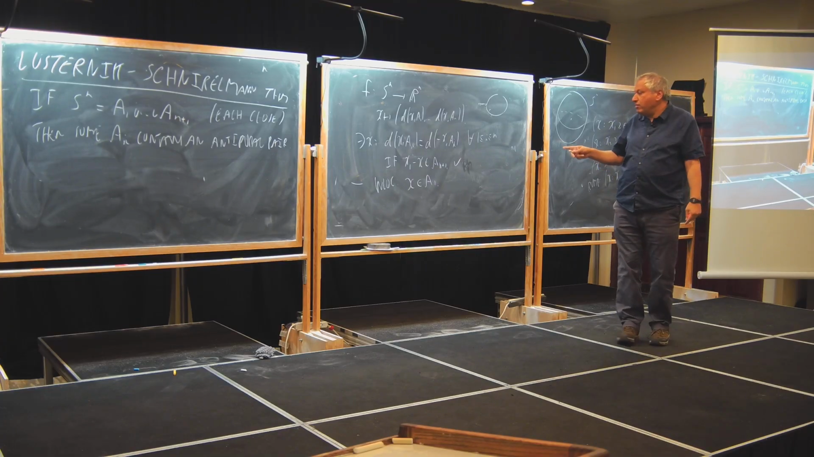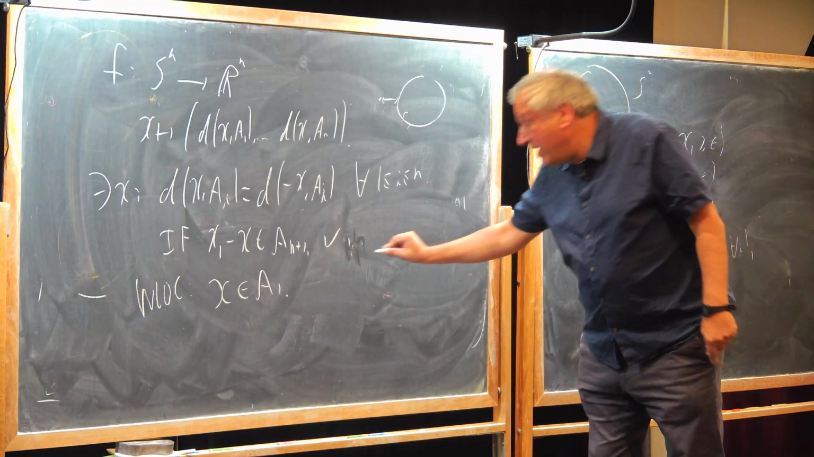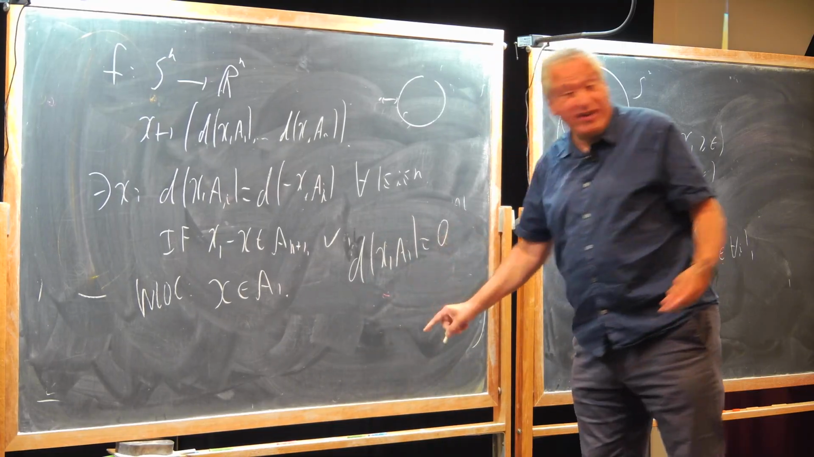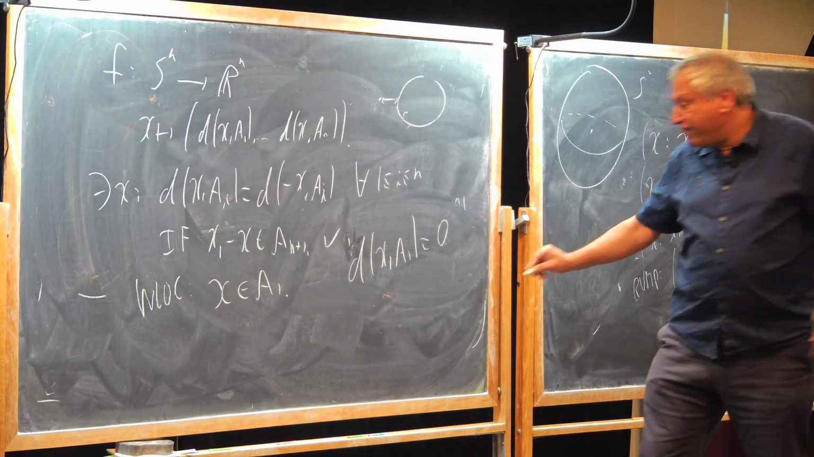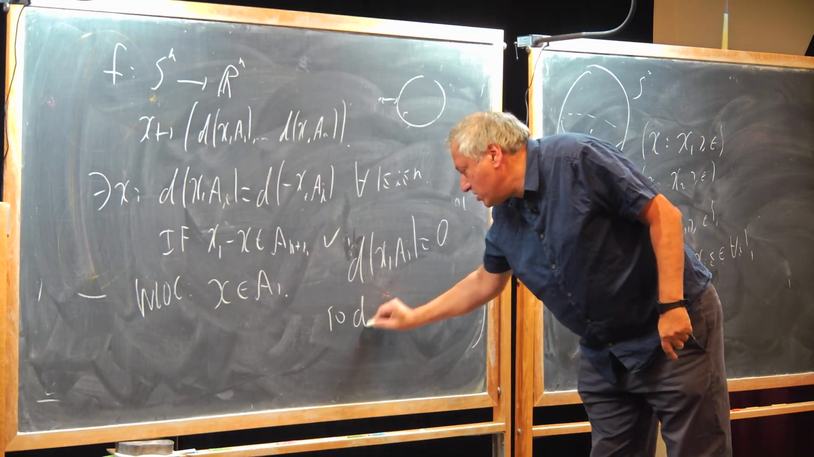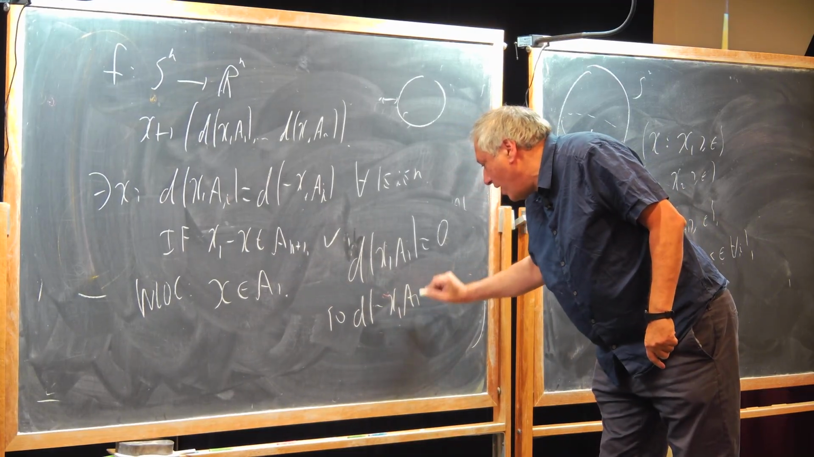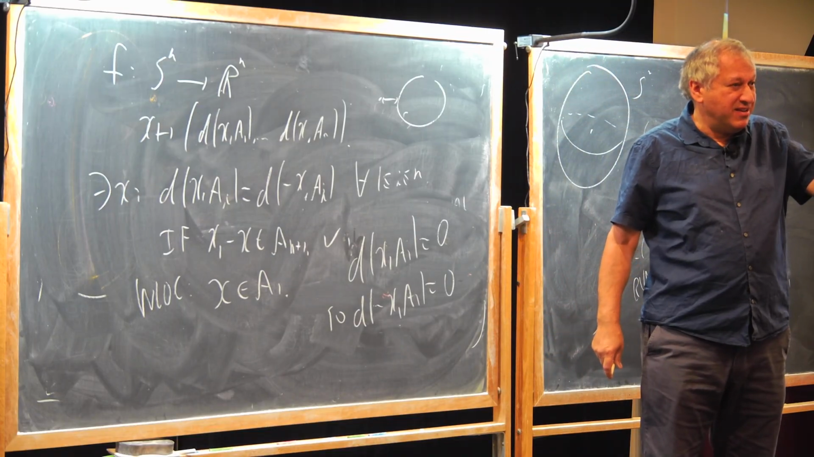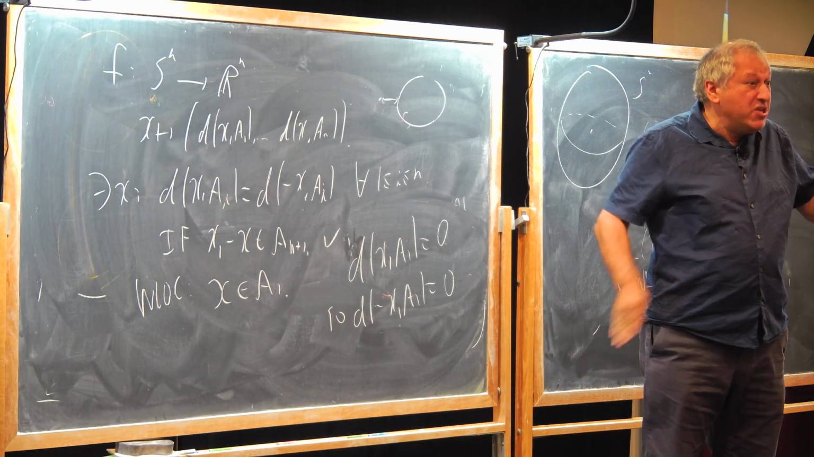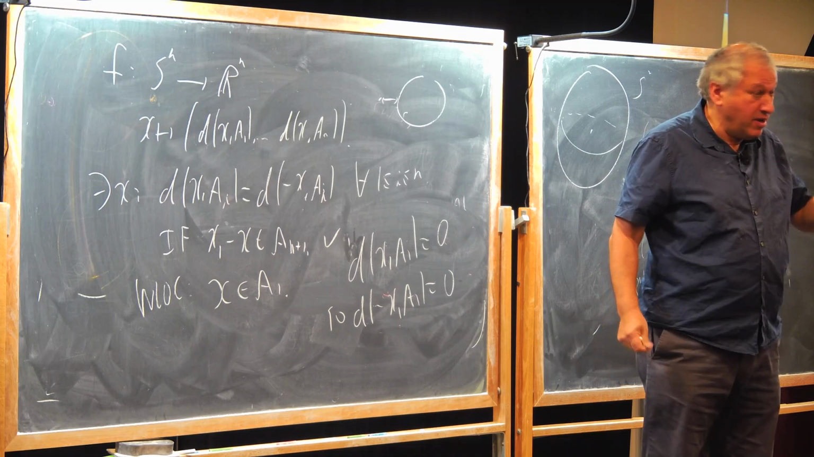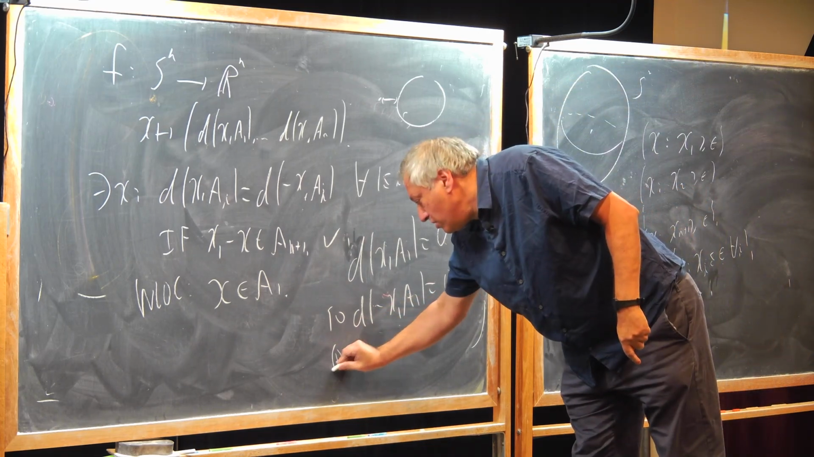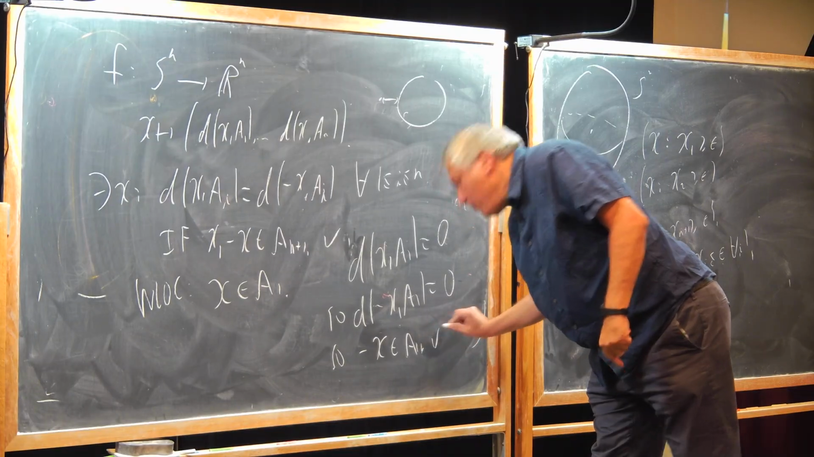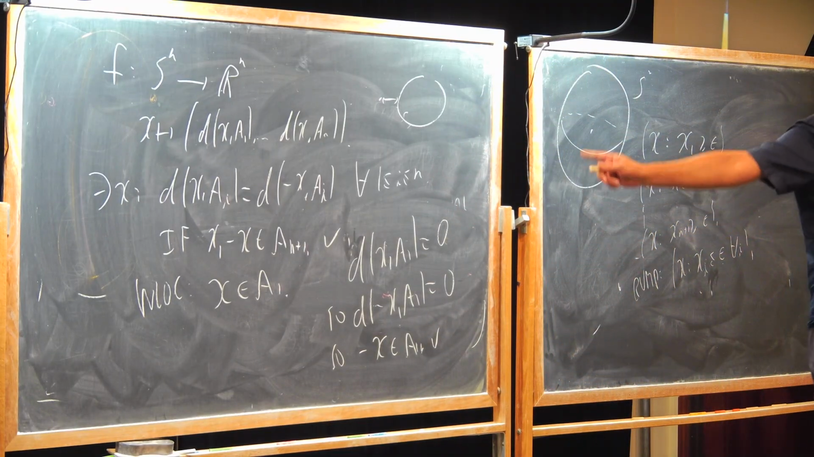Right, what does that tell you? That tells you, rather trivially, that the distance from x to A1 is 0, because you're in the set, right? Therefore, the distance from minus x to A1 is also 0. But A1 is a closed set, right? So if the distance is 0, that means you're in the set, because the set contains its boundary. So minus x actually belongs to A1. And we're done.